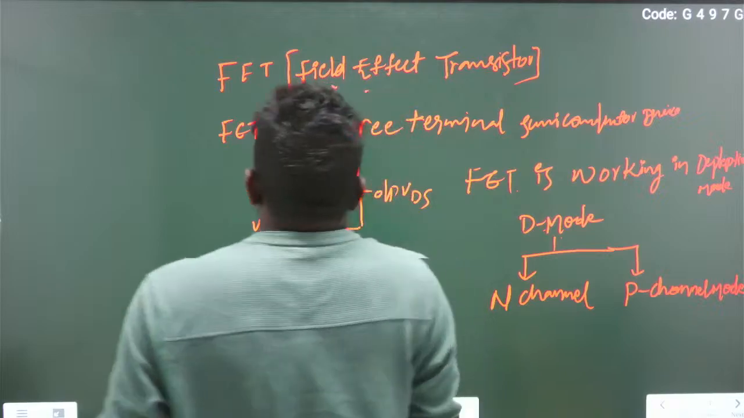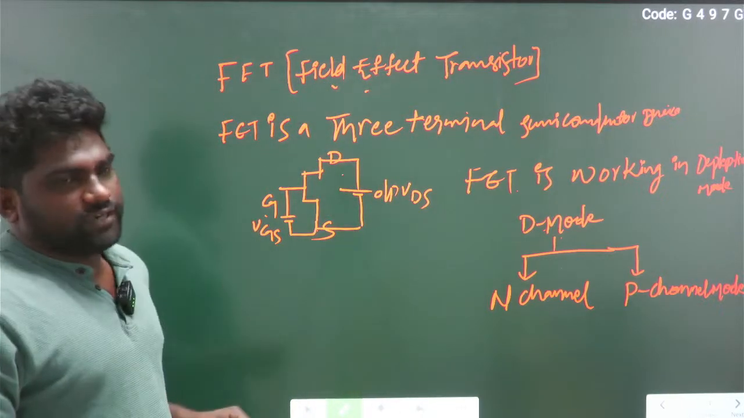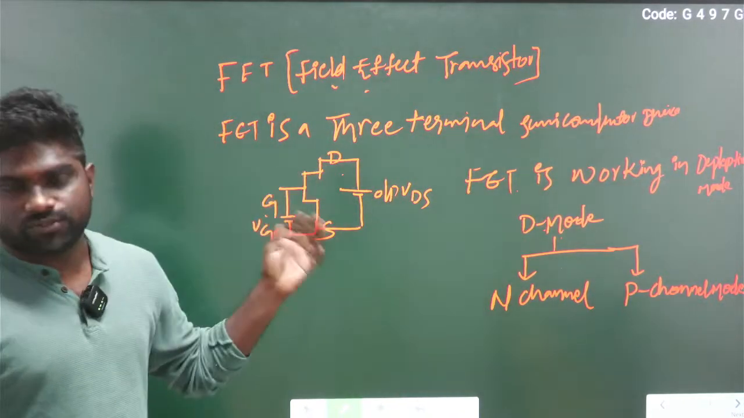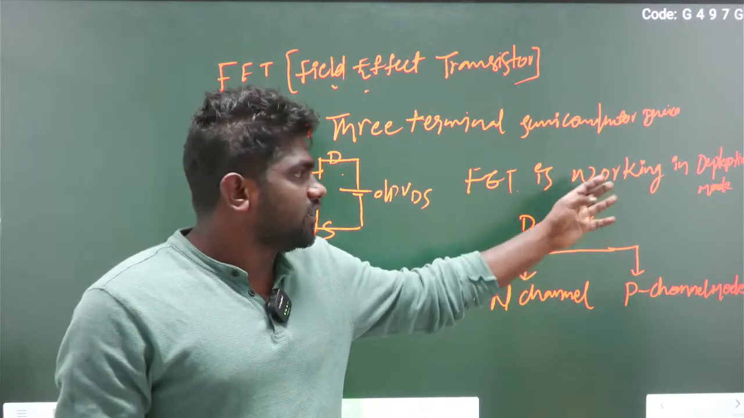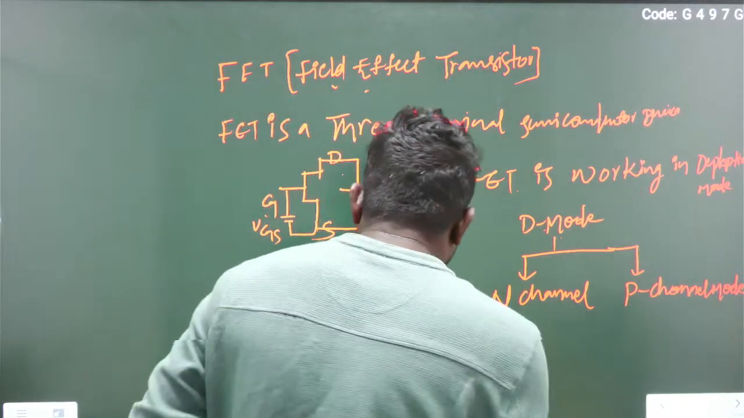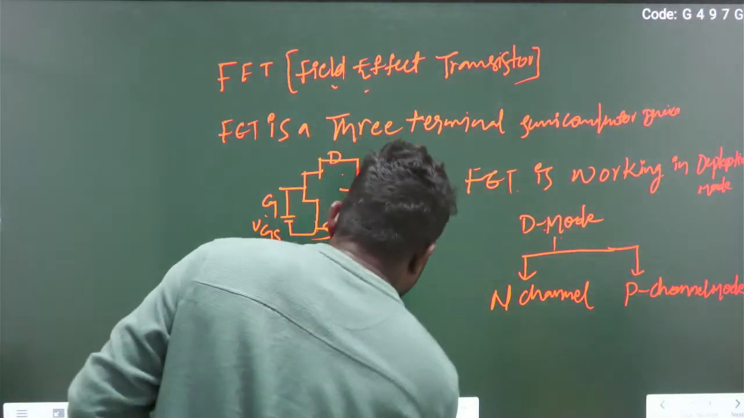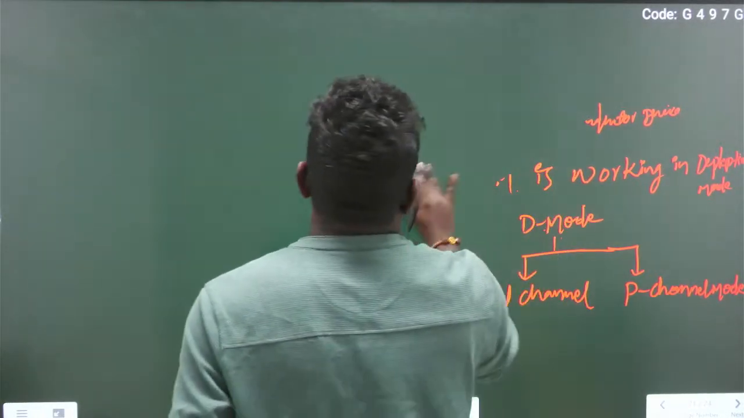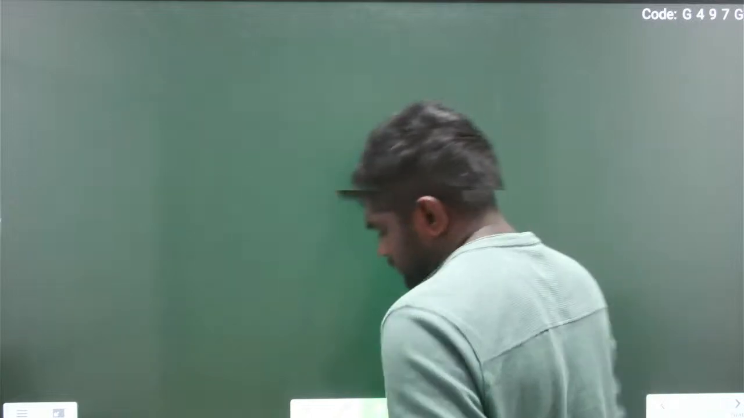Okay. This is all about the introduction of the FET. FET is a three-terminal semiconductor device and the three terminals are gate, drain, source. FET is working under depletion mode, and the depletion modes are two types, N channel and P channel. Now we will see the basic construction of FET, what the input and output characteristics of the FET are, and what the parameters related to the FET are.